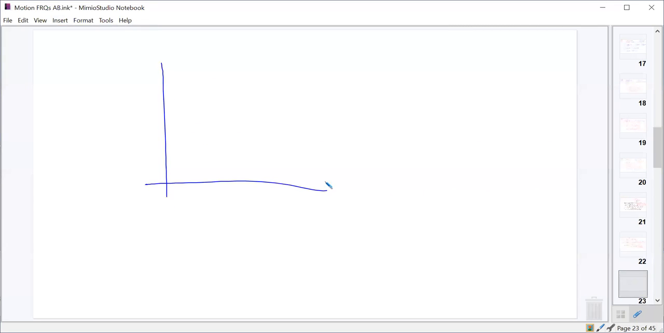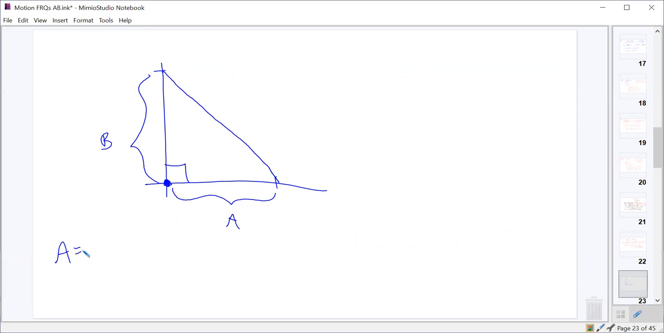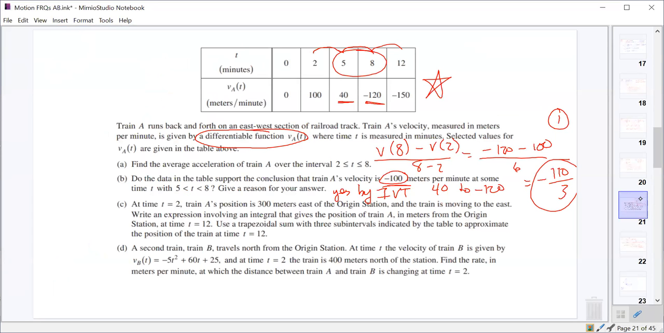So we are looking at, here's origin station. Here is train A. Here is train B. And we're looking for the rate of change between them, which would be this diagonal. So what are we looking at? We're looking at a right triangle here. This first train was train A, second train was train B. We knew that at the time we were interested in, A was equal to 300 and B was equal to 400. And to find the rate of change, that's what it said, right? The rate of change of the distance, or was it? Yeah, what time is it?